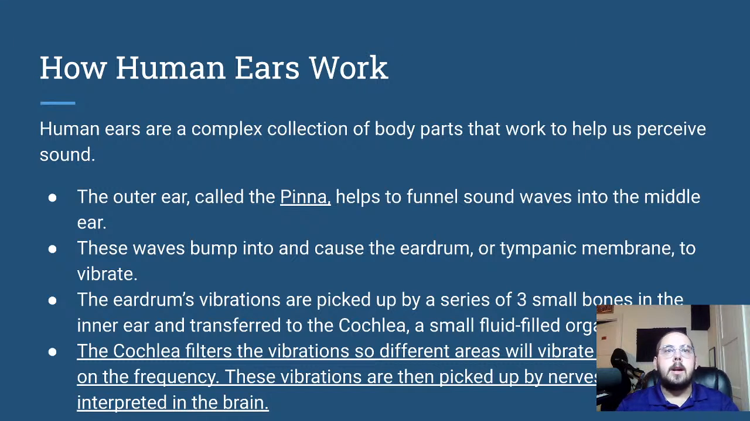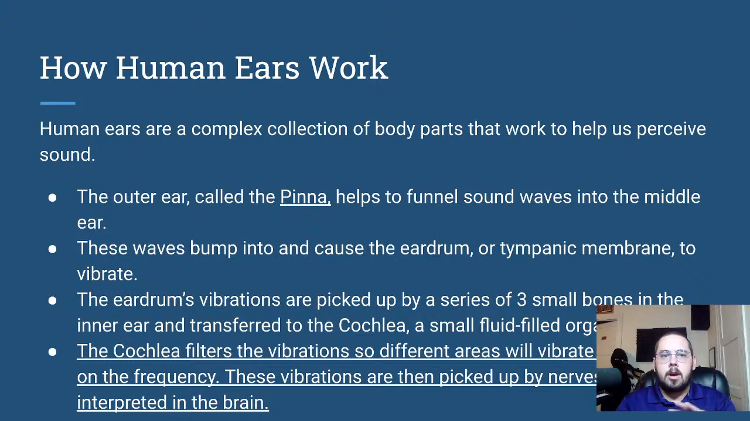And what this does is it essentially filters out vibrations. So different parts will respond to different frequencies. Lower sounds get picked up on one end, higher sounds get picked up on the other end, and depending on what part of it gets stimulated, it is that different. The signal, it's an electrical signal through different nerves to your brain, and then your brain can interpret the pitch.